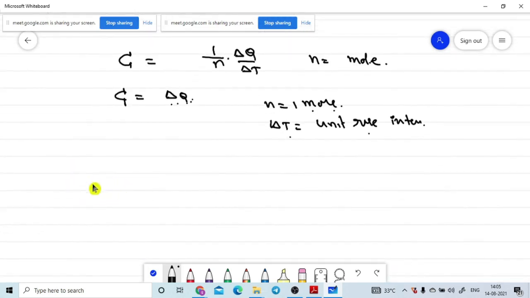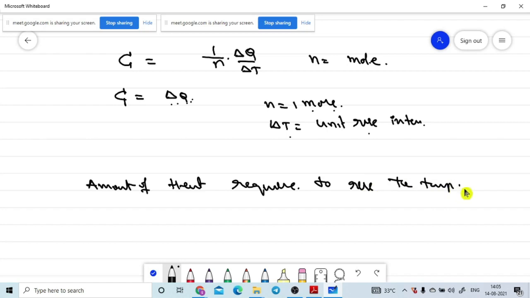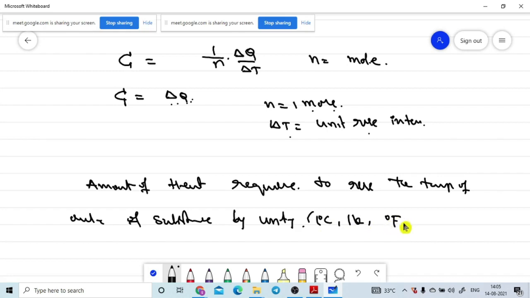It is the amount of heat required to raise the temperature of 1 mole of substance by unity. That means it may be 1 degree Celsius, 1 Kelvin, or 1 degree Fahrenheit. Like that we need to raise the temperature. That is molar specific heat capacity.